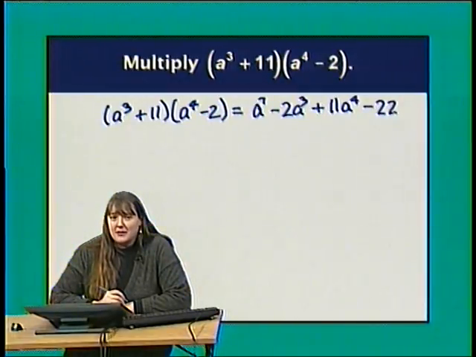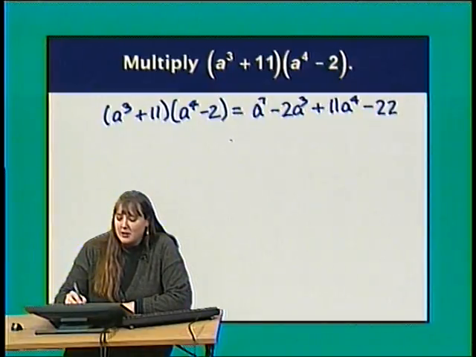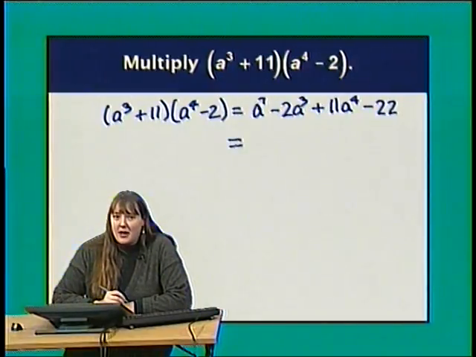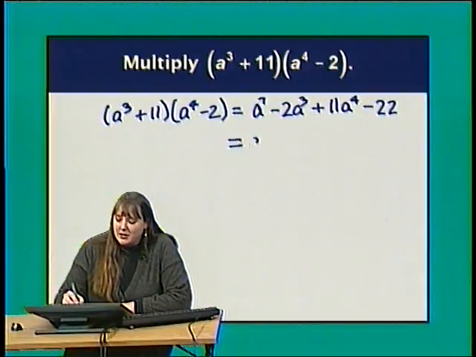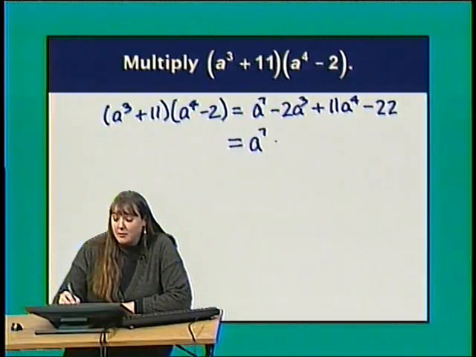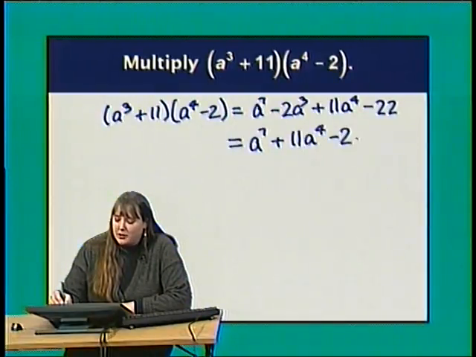Now I don't see any like terms here to combine, but I am going to take one more step and rewrite this in descending order. That's the way answers are generally written in the back of the book. And it's important to remember that a to the 7th minus 2a cubed plus 11a to the 4th minus 22 is the same as a to the 7th plus 11a to the 4th minus 2a cubed minus 22.